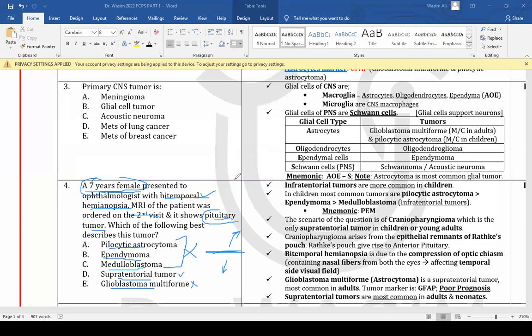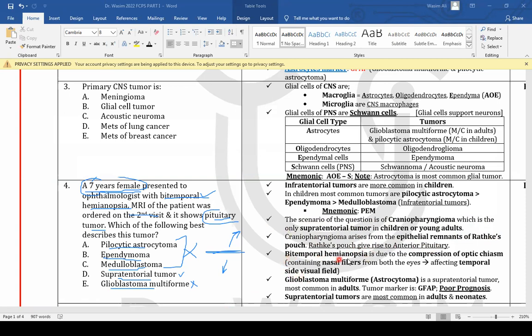Now let's come to some additional points. Infratentorial tumors are more common in children, as we have already discussed. In children, the most common tumors are pilocytic astrocytoma, then ependymoma, and then medulloblastoma, and these are all infratentorial tumors. It can be remembered by the mnemonic PEM: P for pilocytic astrocytoma, E for ependymoma, and M for medulloblastoma. This scenario of the question is a craniopharyngioma, which is the only supratentorial tumor in children or young adults. Craniopharyngioma arises from the epithelial remnants of Rathke's pouch, and Rathke's pouch gives rise to the anterior pituitary.